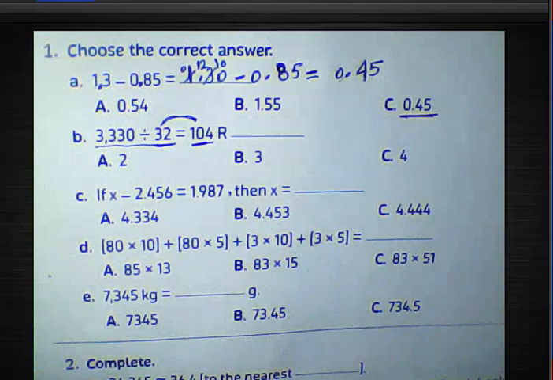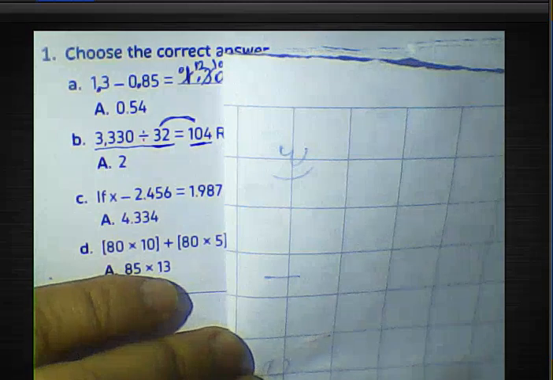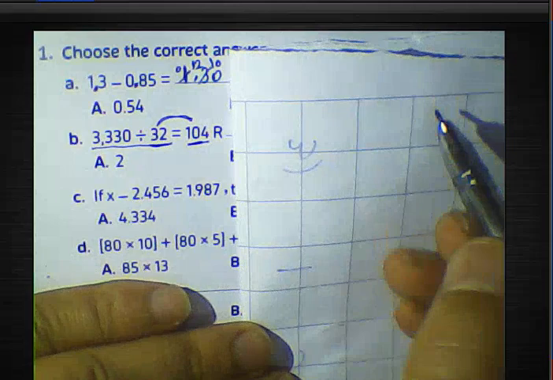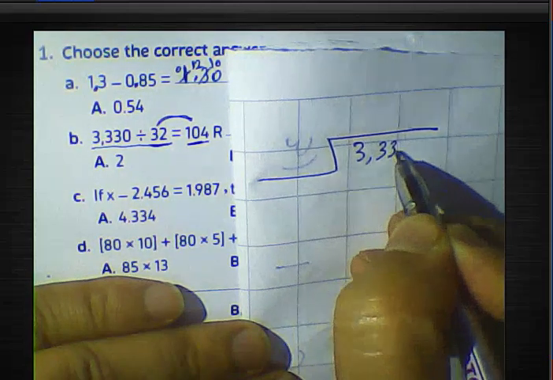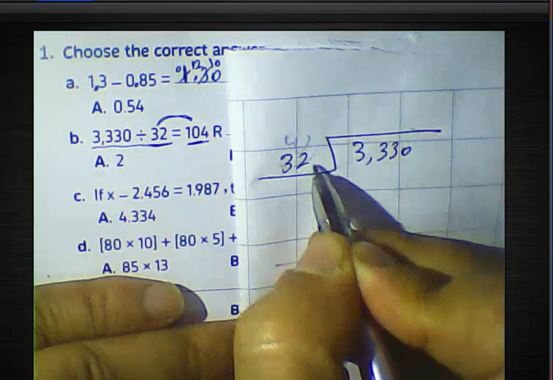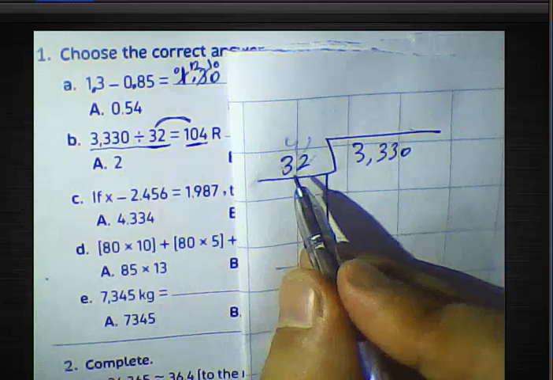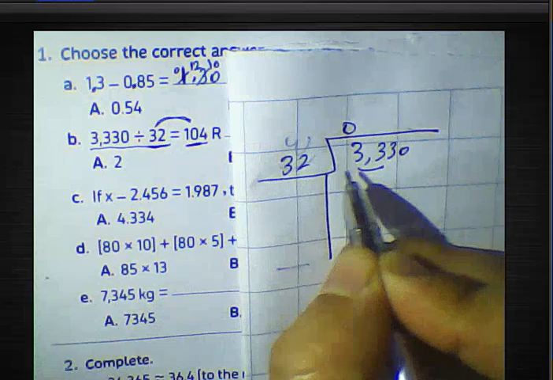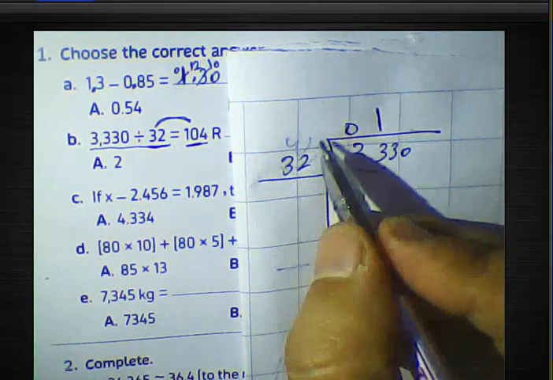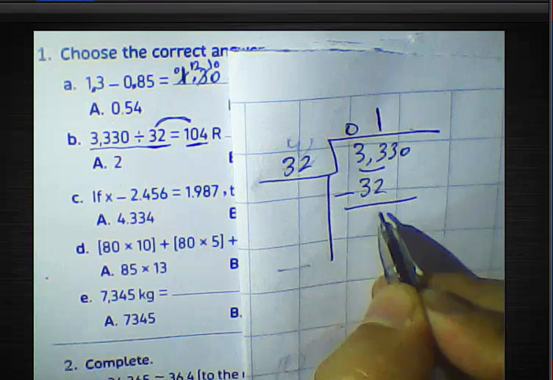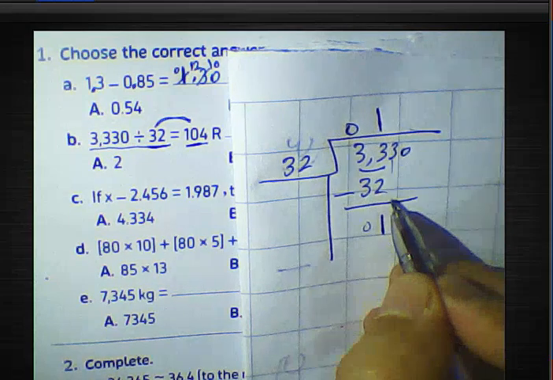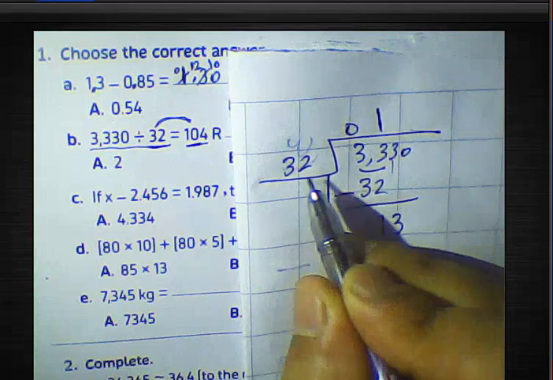The first method told us we must do the long division. Okay, I will do the long division with the dividend 3330 and the divisor 32. 3 divided by 32, we can't do it. 33 divided by 32 equals 1. 1 times 32 equals 32, it's nearest to 33. 3 minus 2 equals 1. 3 minus 3 equals 0, we must drop 3 here. The result will be 13 divided by 32.